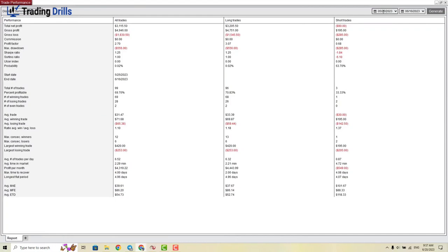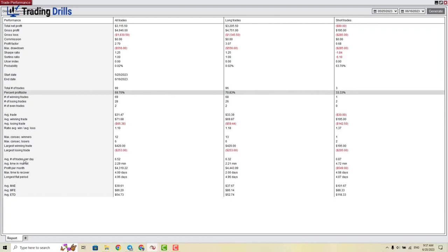You can see here that this is from May 25th all the way to June 16th. You can see I got past $3,000. My profit factor was 2.7. The total number of trades that I took were 99 trades. My win rate was almost 70%, mainly long trades because I'm not the best short seller. I prefer to go long.